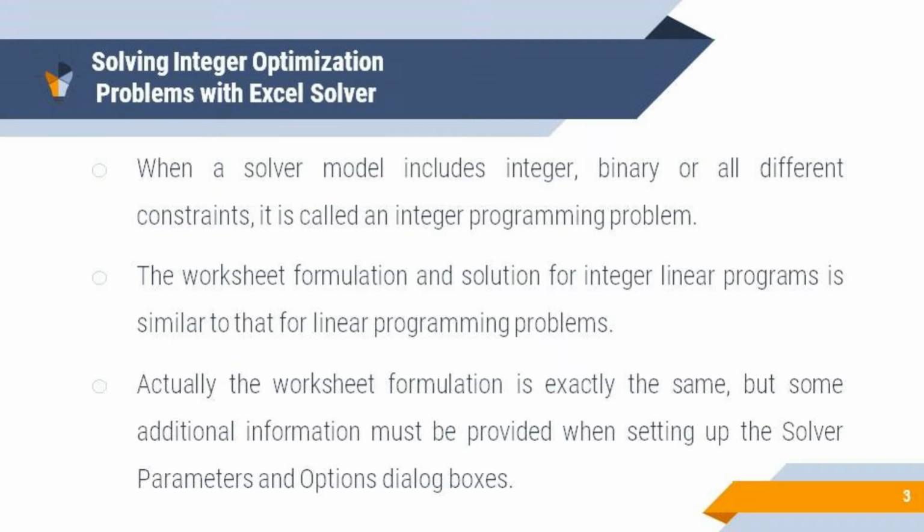Constraints must be added in the Solver Parameters dialog box to identify the integer variables. In addition, the value for tolerance in the Integer Options dialog box may need to be adjusted to obtain a solution. Let us demonstrate the Excel solution with this video.